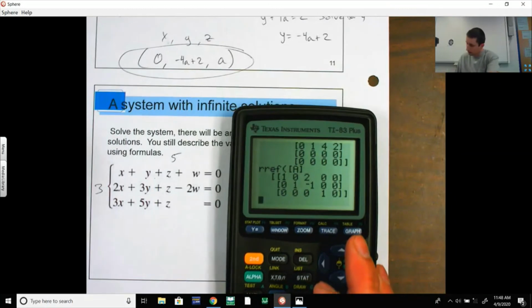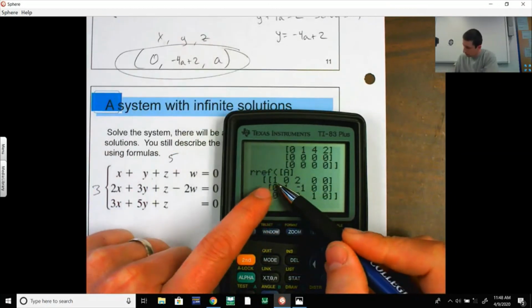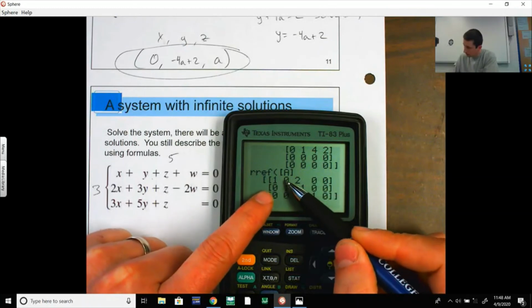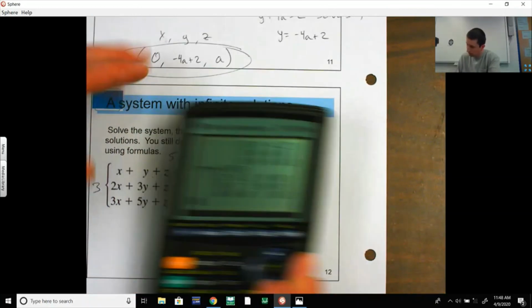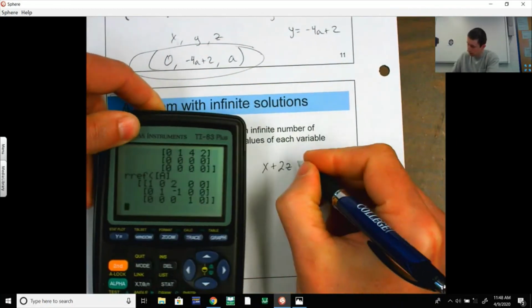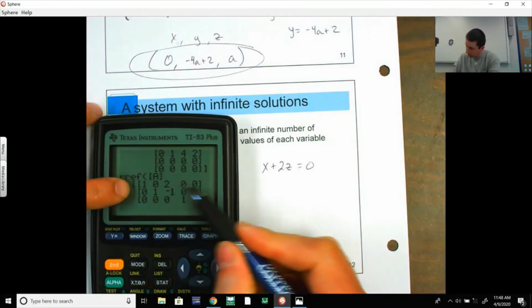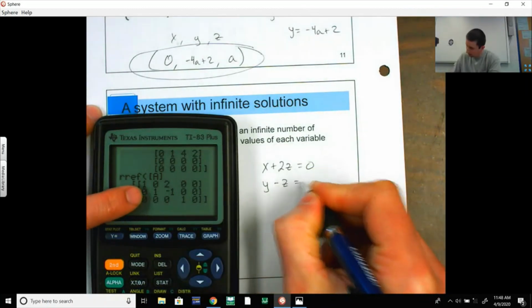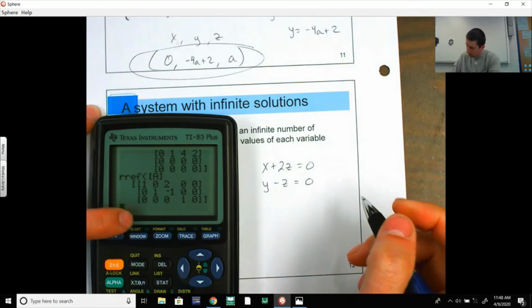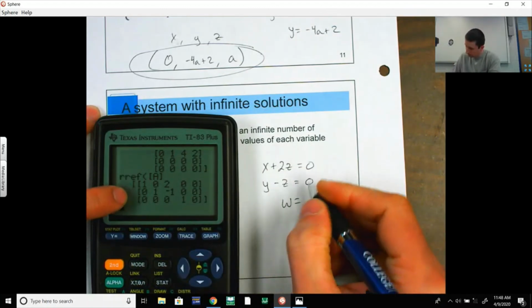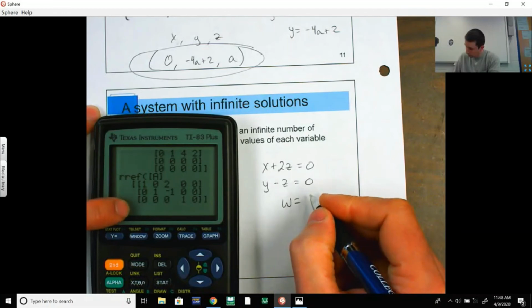Okay, so let's try to figure this out. First row is x, y, z, w. Okay, so x plus 2z equals 0. So x plus 2z equals 0. That comes from the first row. Here I have y minus z equals 0. And then here I have w equals 0.